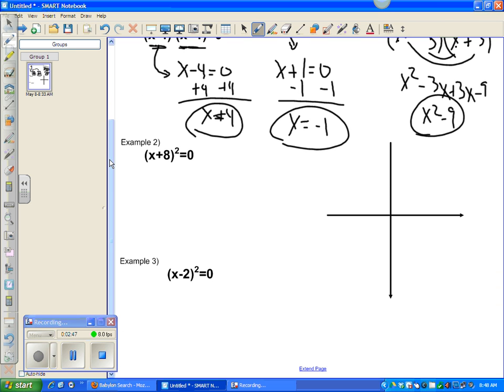This one gets a little bit challenging because you have to conceptually understand that x plus 8 squared really means x plus 8 times x plus 8. Let's set both of those to 0. X plus 8 is equal to 0, minus 8 minus 8. X is equal to a negative 8 for both of these. So there's only one answer here because x is equal to a negative 8 for both of these. There's just one solution for this.